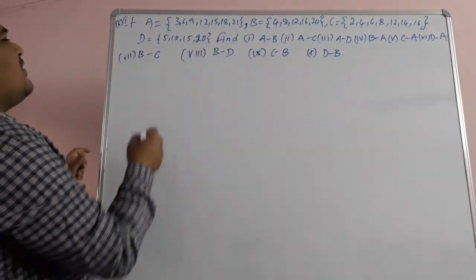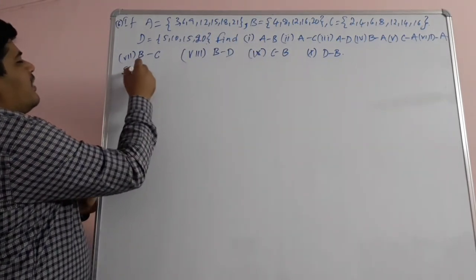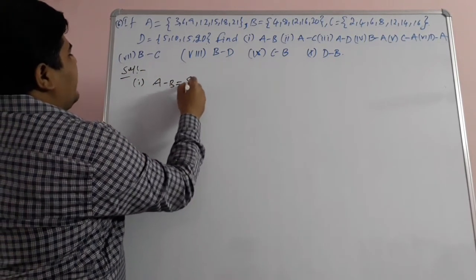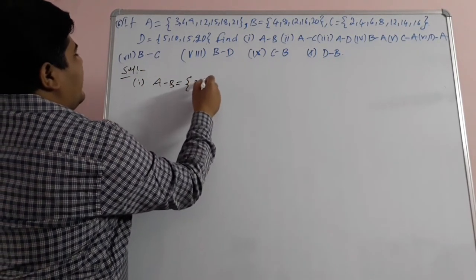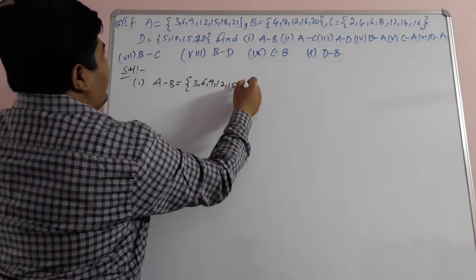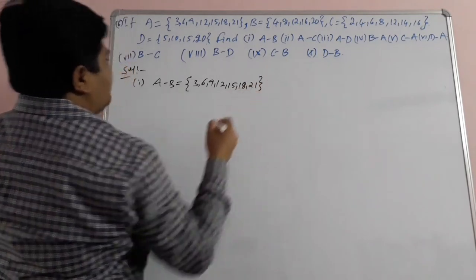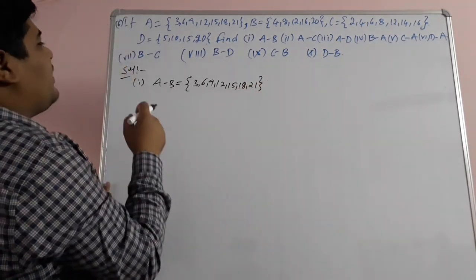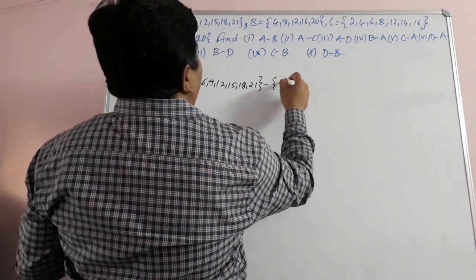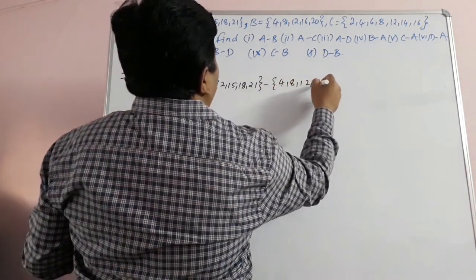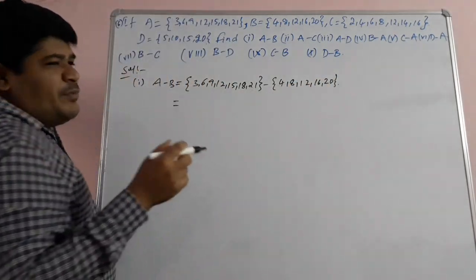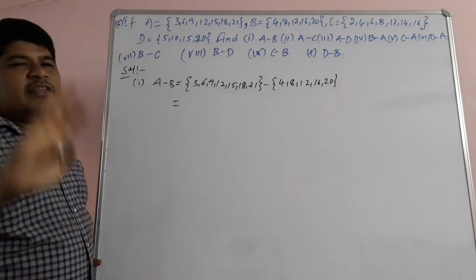Let's see the first problem, A minus B, children. First you take set A as it is. What is set A? 3, 6, 9, 12, 15, 18, 21, minus set B, children. What is set B? 4, 8, 12, 16, 20. Now children, what does A minus B mean? The element should be there in A, and it should not be there in B.